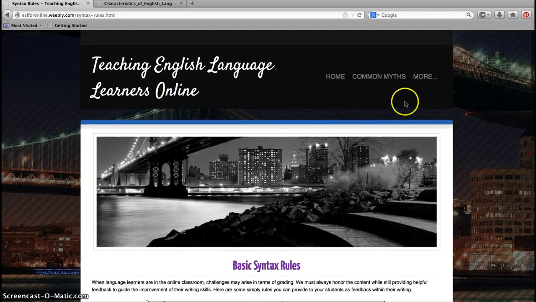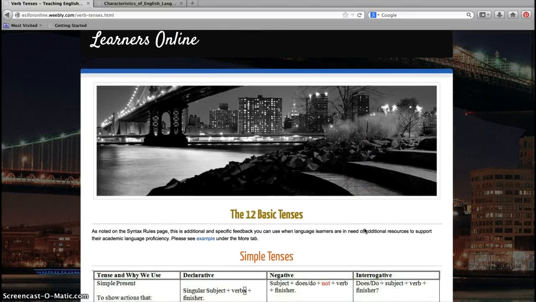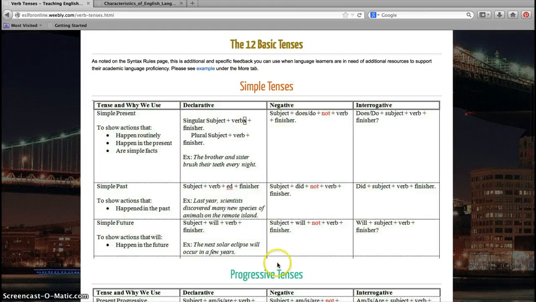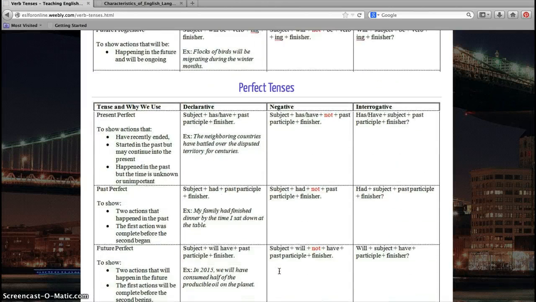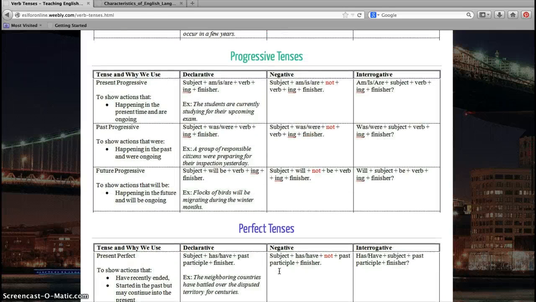Another resource that you can access by coming back up to the top, clicking on More, and then scrolling down to Verb Tenses. This is the 12 basic tenses. This is a chart for you. It's divided up by simple tenses, progressive, perfect, and the perfect progressive tenses. Notice they get progressively more difficult as you scroll down.